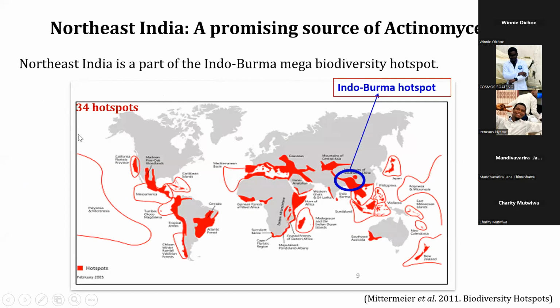So in total, there are 34 hotspots in the world, which is reported in this paper. And in Indo-Burma, all the red marked points are hotspots. And the Indo-Burma mega biodiversity hotspot is somewhere here. In biodiversity hotspots, you find a lot of flora, fauna, different types of microorganisms, different types of plants, and there is a possibility of finding novel compounds from these hotspots.